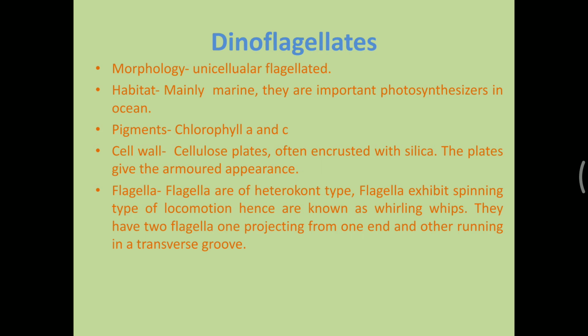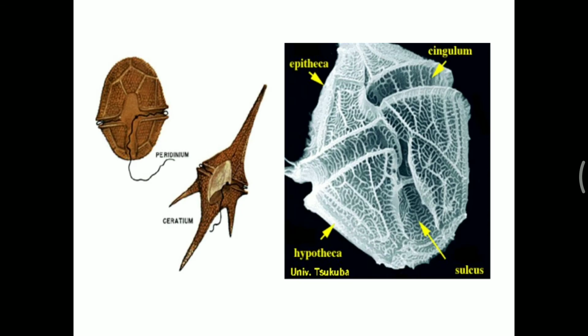Flagella of dinoflagellates look like this. So you can see Peridinium, Ceratium. These are the two examples given over here. And epitheca, which we were discussing, is the outer covering. Cingulum is the inner groove which is present. Sulcus is also a groove which is seen within it, and hypotheca is the inner part. So you don't need so much detail, but at least the structure is something you can think of.